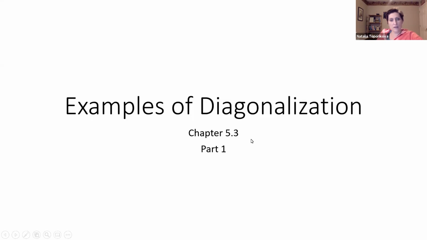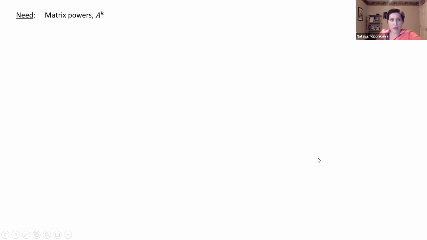Hello, this is the first part of chapter 5.3, and we will talk about the diagonalization of the matrix and work through several examples of matrix diagonalization. Okay, so why do we want to diagonalize the matrix?